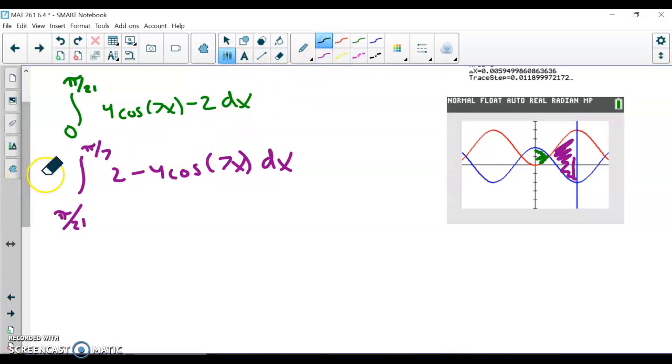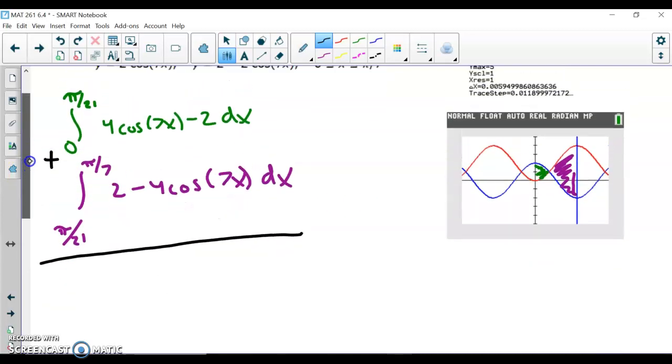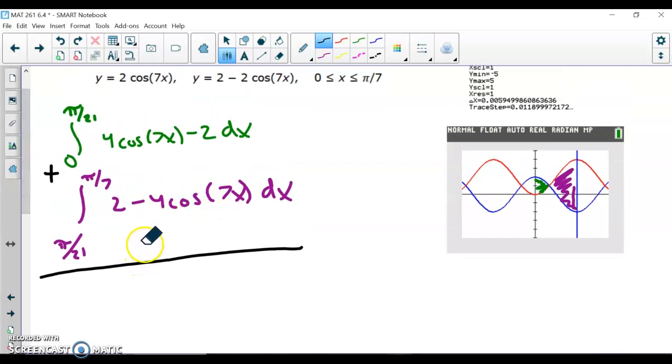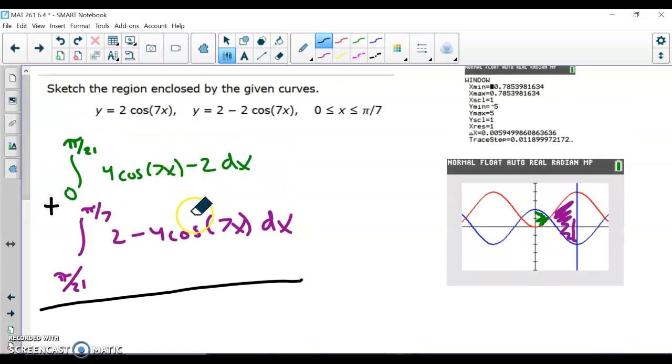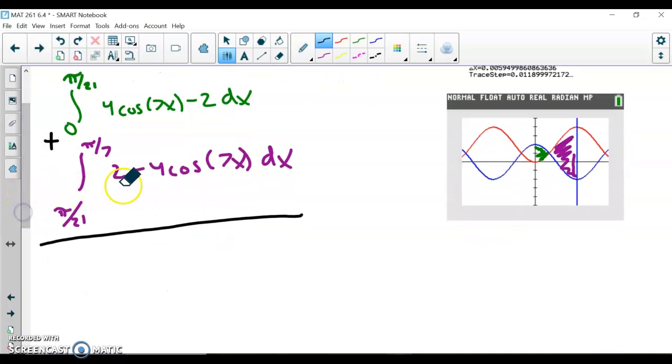Okay, so that region needs to be added to the region we have up here, right? These two regions together will give us the total area that we're working with. So we've got to work with both these integrals now. Luckily the terms are very similar. Well, at least these terms are very similar, so the integration won't be too difficult.